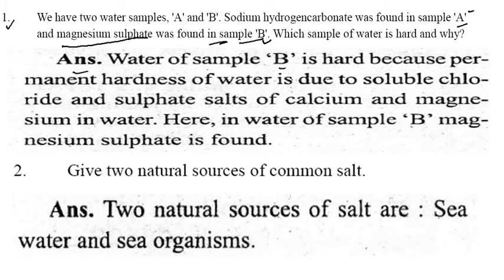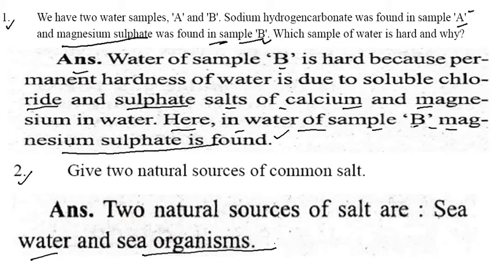Water of sample B is hard because permanent hardness of water is due to the soluble chlorides and sulfate salts of calcium and magnesium. In water sample B, magnesium sulfate is dissolved, so it is hard water. Now second: give two natural sources of common salt. Two natural sources of salt are sea water and sea organisms.